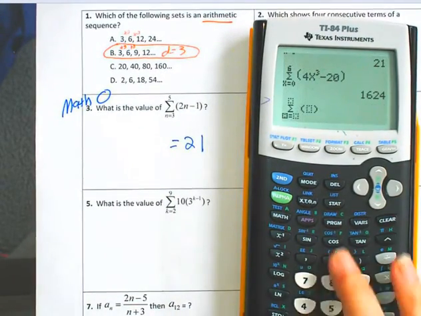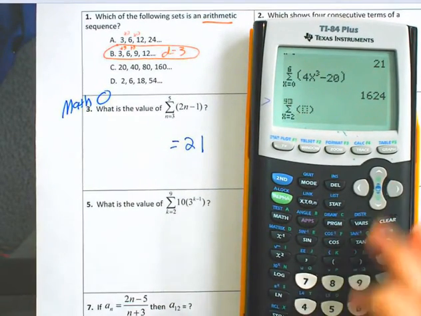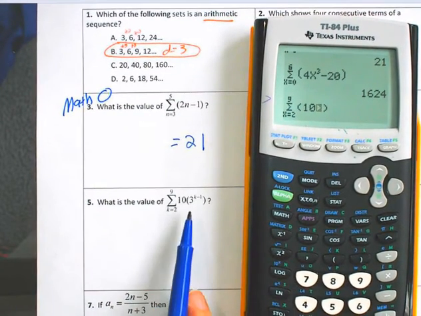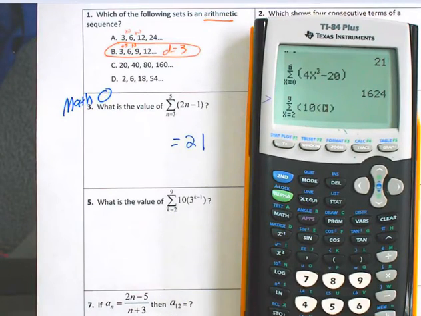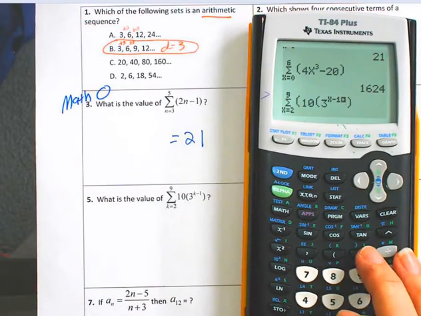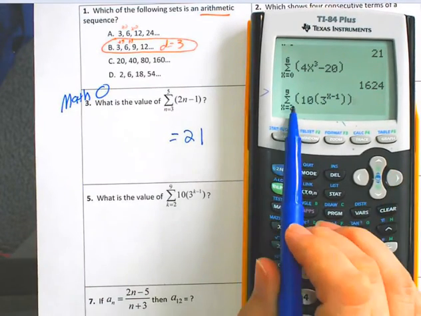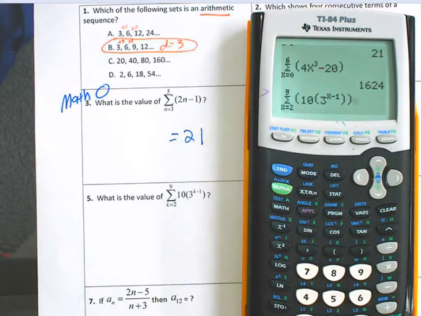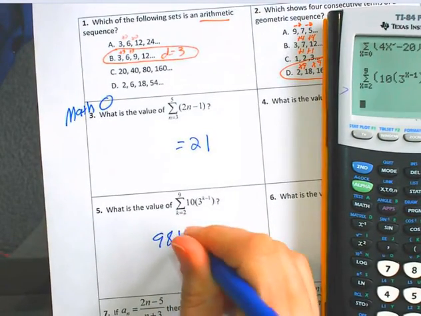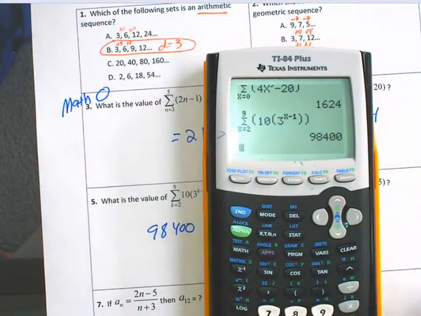Math 0, x, arrow over, 9. Now be careful with this one, so I'm going to put 10, and I want you to enter it just how you see it. So 10 times, in parentheses, 3 to the power of x minus 1, close parentheses, and then it closes the parentheses for the sigma notation there. It's going to give you 98,400. If you didn't get that answer, you probably entered it into the calculator wrong, so you need to make sure you enter it just like this.